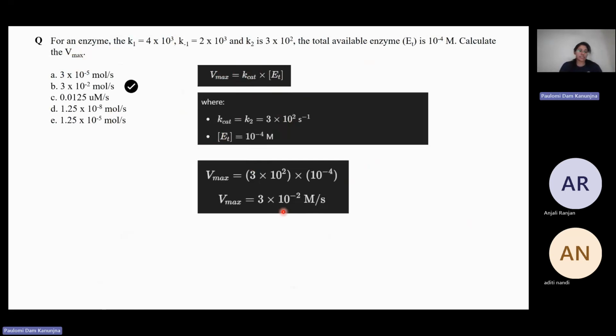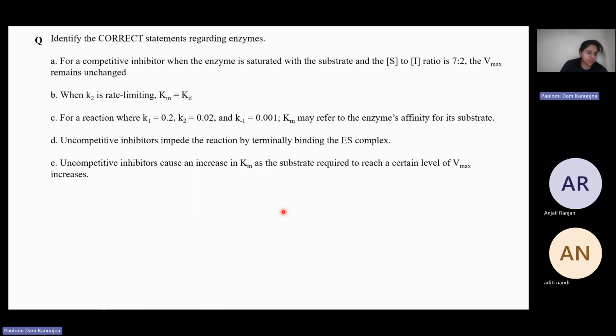Okay, next. And this is the second last question for the enzyme kinetics. So now there are 5 sentences here. I'll leave it to you first to read and then tell me which are the correct options, and then I will discuss each of them one by one.